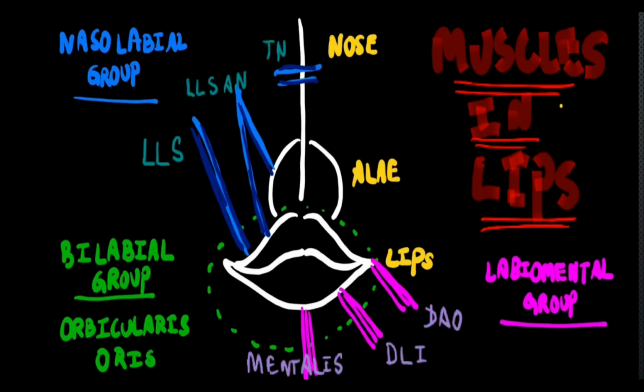Coming to muscles in and around the lip, this is most important because in cleft lip there is abnormality of these muscles, especially the nasolabial group and the bilabial group. In the nasolabial group we have the transverse nasalis, levator labii superioris alaeque nasi and levator labii superioris. These muscles are attached from the nose to the upper lip. The bilabial group has only one muscle, the orbicularis oris.